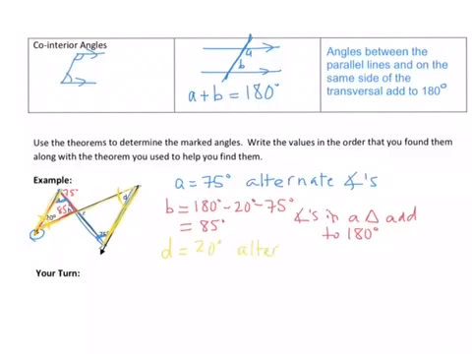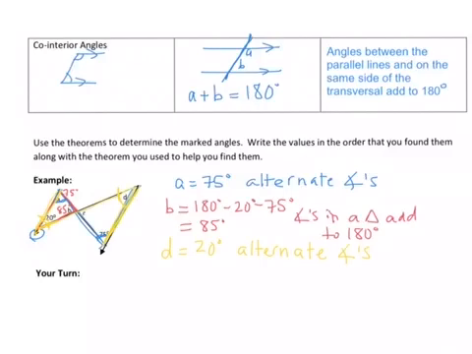It's not the only way to get that one. I could have found C first and then gotten D through the angles in the triangle add to 180 degrees. And I could get C now by using the angles in a triangle add to 180 degrees. But I'm going to be a little quicker with that one.